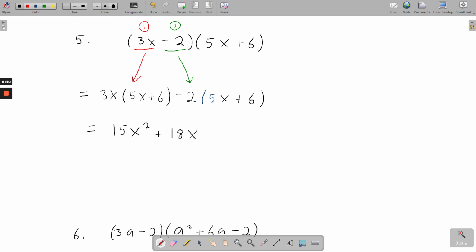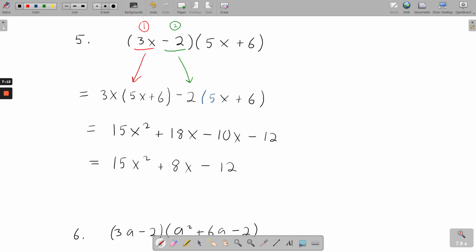The next one we're going to do is minus 2 by 5x. So that's minus 2 by 5, which gives you minus 10x. Minus 2 by 6 then is going to give you minus 12. Finally, you combine all the ones that are the same. So x squared just stays as it is because there's no other x squared here. So you get 15x squared. Then 18x minus 10x is going to give you plus 8x. And then finally you just have your minus 12.